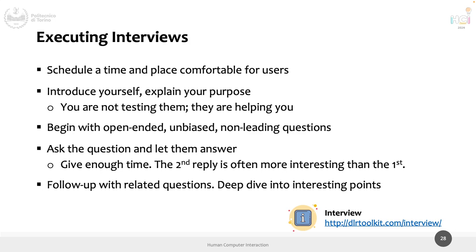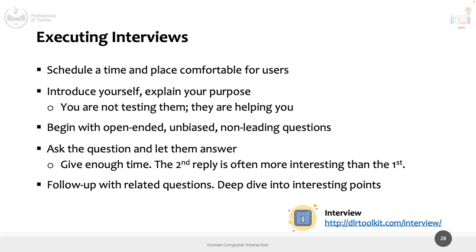You are not testing them. It's not an exam. There is no right or wrong answer. You just want to understand more of their perspective. So they are helping you. It's not that you are interrogating them, okay? And this will be true also when we talk about usability testing, in which they are helping you to refine the system or the prototype you will develop.